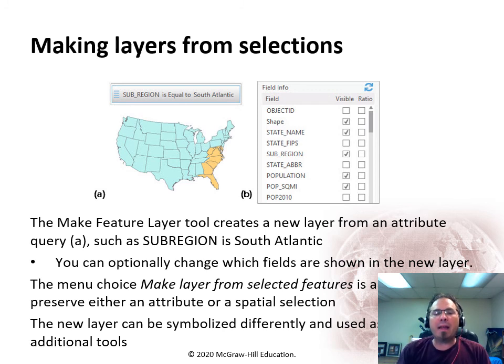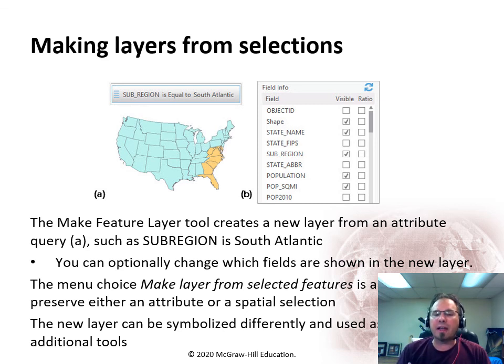So making a layer from selected features is another way to preserve all of that data, and you can symbolize it differently. However, I'm not sure. I think you still have to have the original data set together with it. So you have to keep everything together. And that's something I'm just not a big fan of. I don't want to carry around all of the states when I only need a few of them.